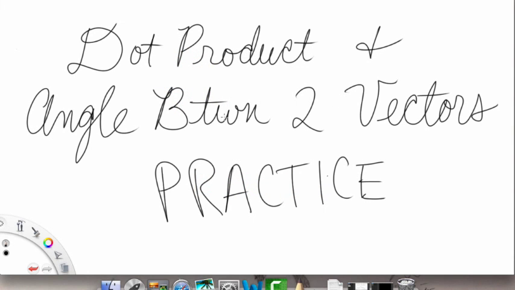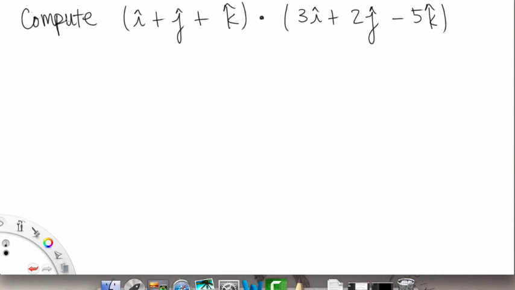Welcome to the practice problems video for the dot product and angle between two vectors. Okay, so this question is asking us to compute the following. The vector i hat plus j hat plus k hat dotted with 3i hat plus 2j hat minus 5k hat.